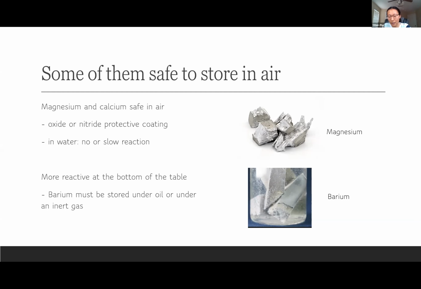If you drop magnesium in water, you won't really see very much of a reaction. If you drop calcium in water, it'll bubble really, really slowly. But as you increase reactivity at the bottom of the periodic table, like we saw in the quiz questions just now, heavier group 2 elements are more reactive, and so barium has to be stored under oil or under an inert gas. And what's an inert gas? It's just a gas that does not react. So you can see a picture of barium getting stored under oil.